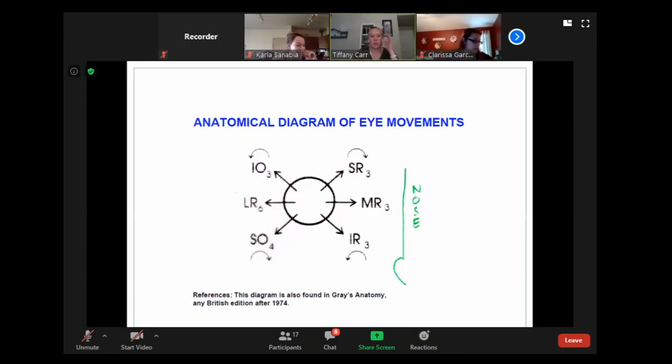For the superior rectus and the inferior oblique, the primary action is to look up and then to the side. So this looking to the side would be the secondary. With the rotary aspects, that would be the more tertiary action. So having it roll, that's tertiary.